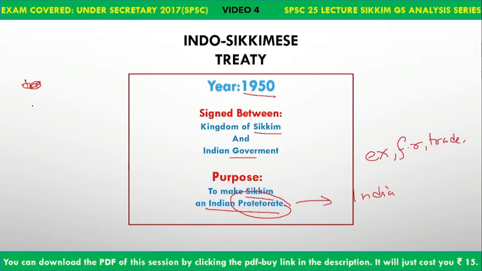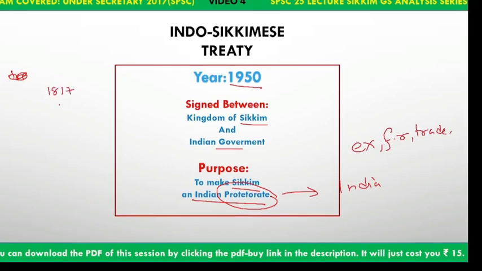So far we have learned the Treaty of Titalia, which was signed in 1870, and then we learned the Treaty of Sugauli, which was signed in 1860, after which we learned the Treaty of Tumlong, which was signed in 1861, as you all can see, and then we just now learned the Indo-Sikkimese Treaty, which was signed in 1950. So these are the four important treaties in the context of Sikkim's history.